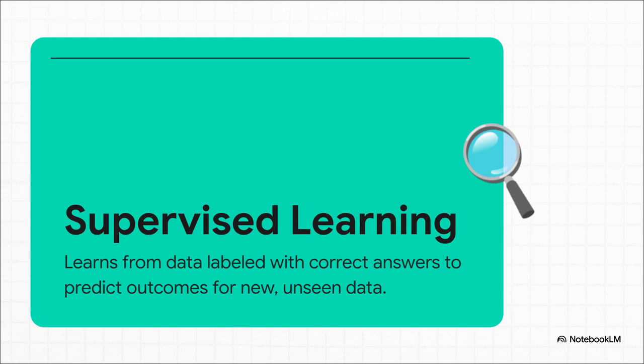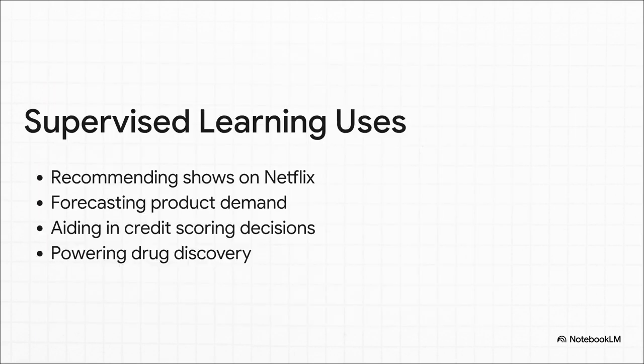So imagine feeding a computer thousands and thousands of emails, where every single one is already marked spam or not spam. The algorithm just pores over these examples until it starts to figure out the patterns for itself, and boom, it becomes an expert at spotting spam in any new email it ever sees. And you see this everywhere. Seriously. Every time Netflix nails a recommendation for a movie it thinks you'll love, or your bank figures out a credit score, that's supervised learning doing its thing, making smart predictions based on all that past labeled data.